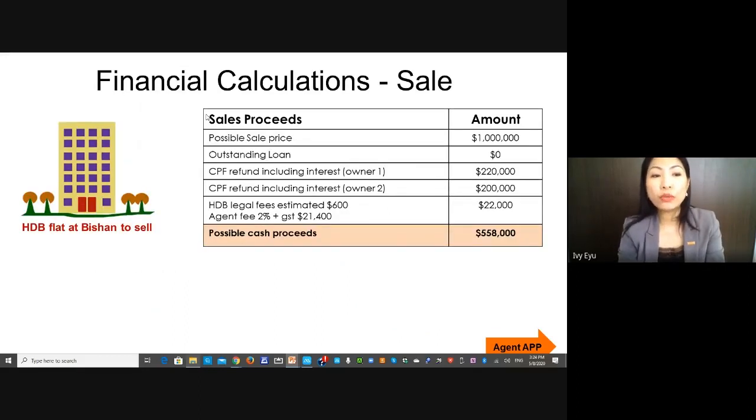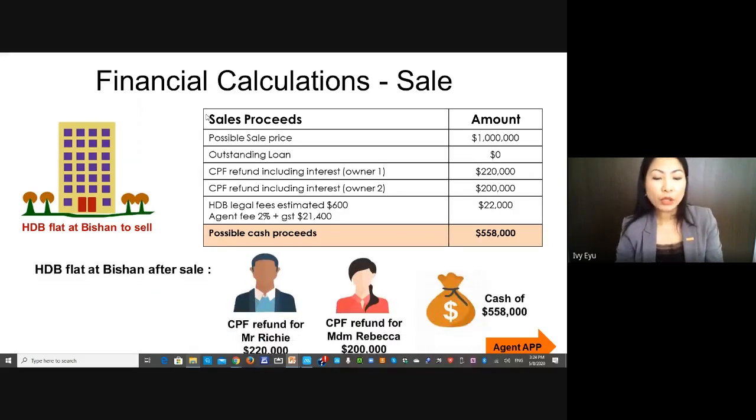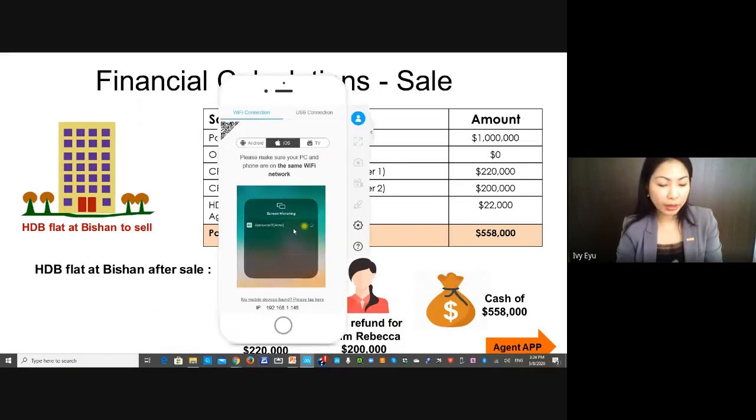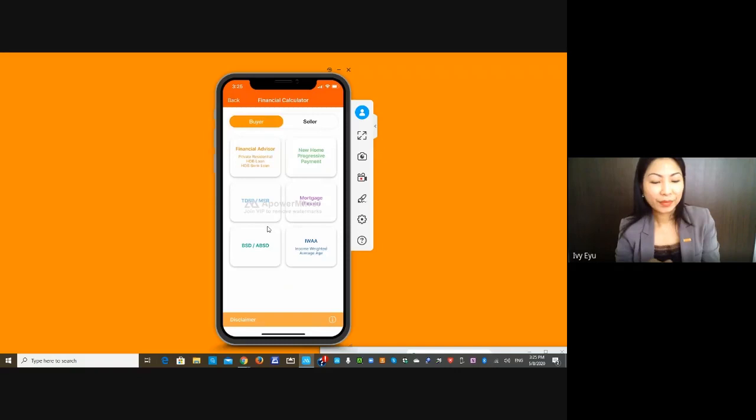So if we were to move on to the financial calculations for the sale, this is the manual calculation. Let me show you now, using our agent app, how we can actually make this possible. Okay, so back to our agent app. Now we are serving an HDB seller. We'll move on to the seller tab.